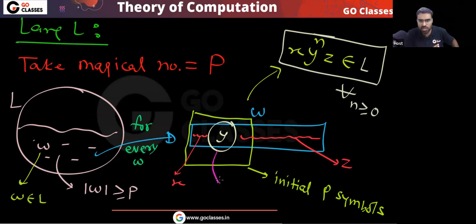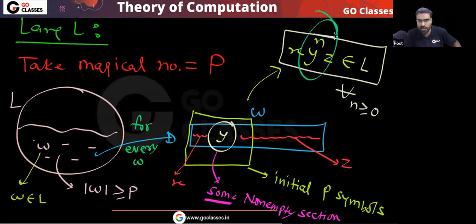This is at least one non-empty section, or I can say substring. This X and this Z can be anything, they can be empty. We don't care about X and Z. The only thing that matters is Y. On the left of Y, everything is X; on the right of Y, everything is Z.